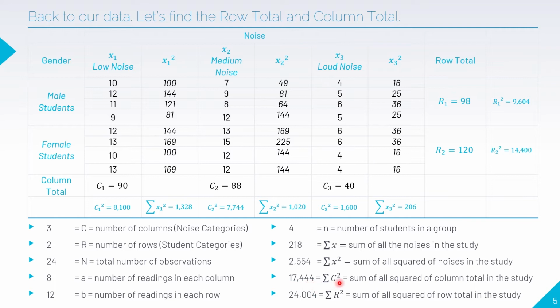Same as our summation of r squared, we just need to add these 2. So 9,604 plus 14,400, and we have 24,004.